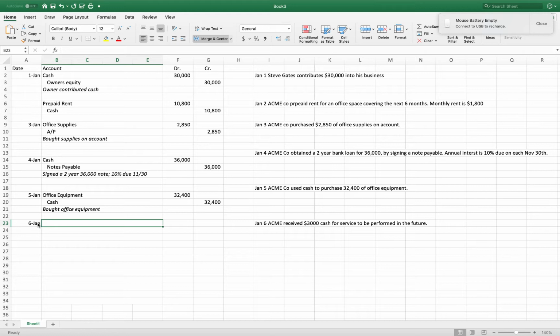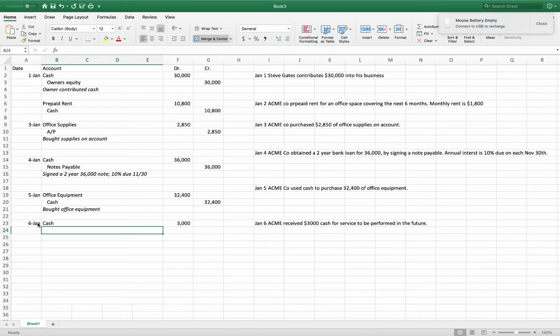Okay? Cash is going up. I read the problem. I don't even have to figure out what's happening because it's telling me what to do. You receive $3,000 in cash. Cash is an asset. Assets increase with the debit, decrease with the credit. So I need to debit cash for $3,000. Okay? What is my counterpart to this transaction? Meaning, what's the other part to this transaction?